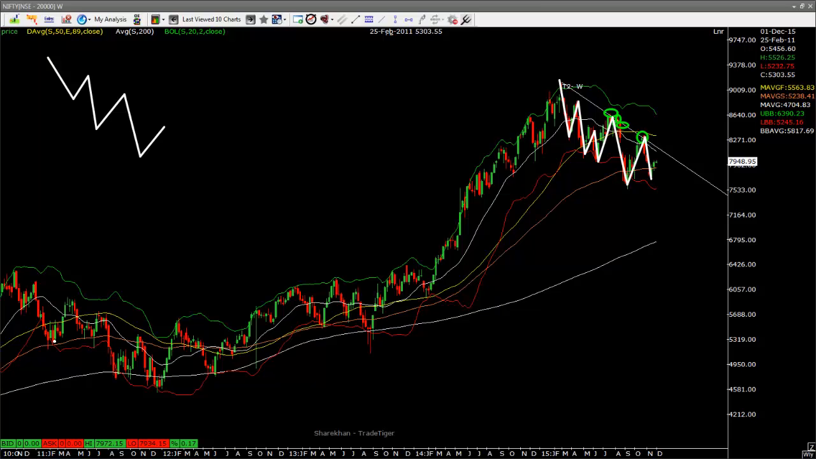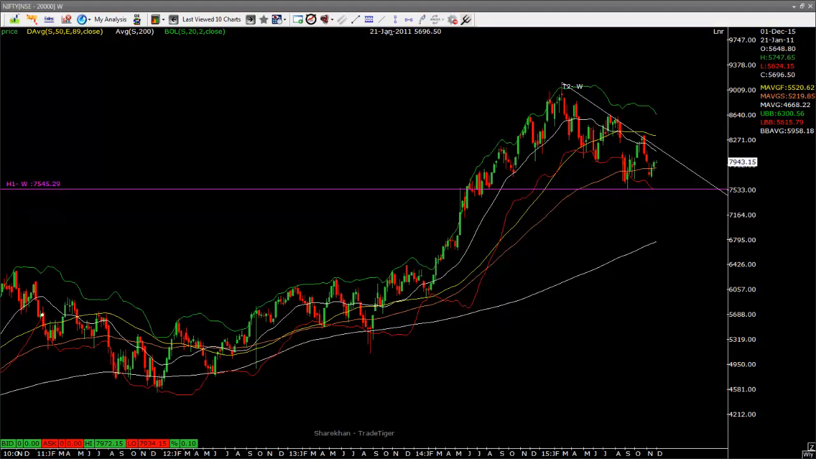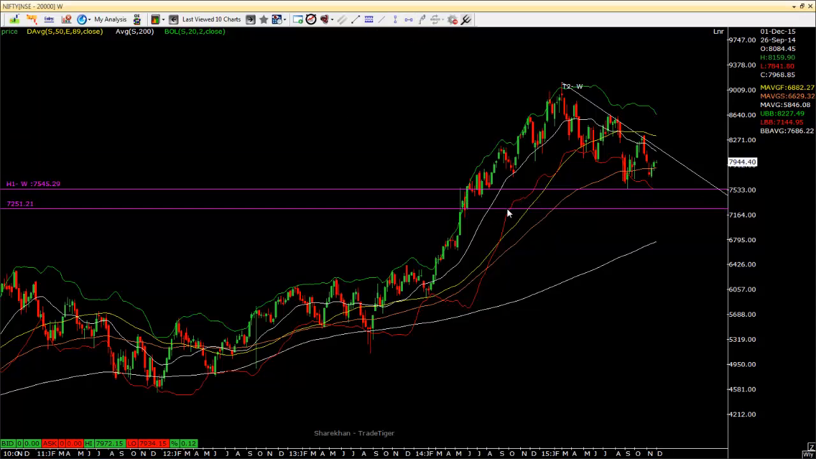So what's going to happen once we break this area? Okay, 7,550. Let's remember this, 7,550. Or if you want me to mark out a more clear line, let's just get this to 7,545. So 7,550, that's what I have been saying all this while. It is the most strong area of support.